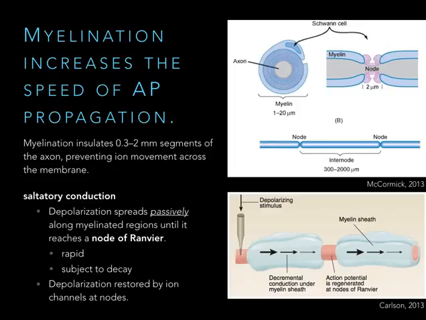That positive potential is going to then move passively down the node, down the internode till it reaches the next node of Ranvier, and there it's going to bring that portion of the axon above threshold potential, and so we regenerate the action potential. It's much, much faster with myelination.